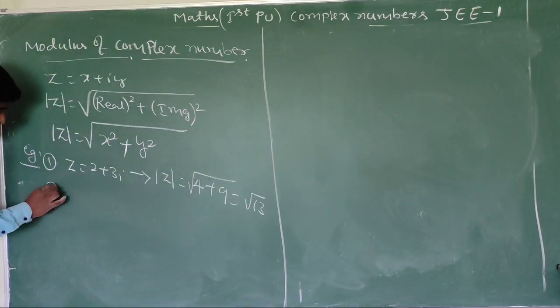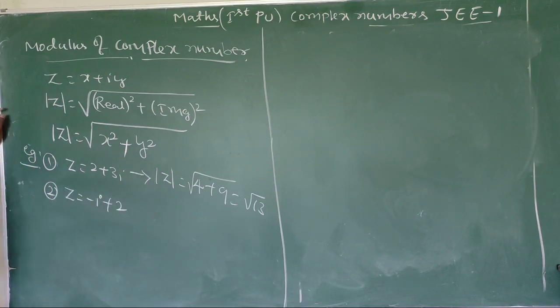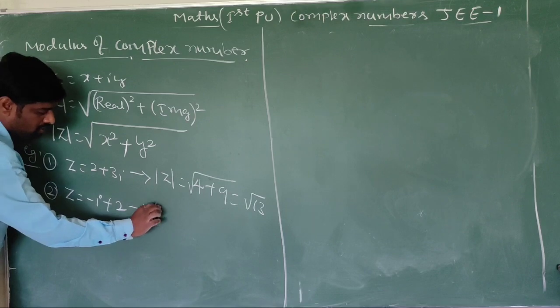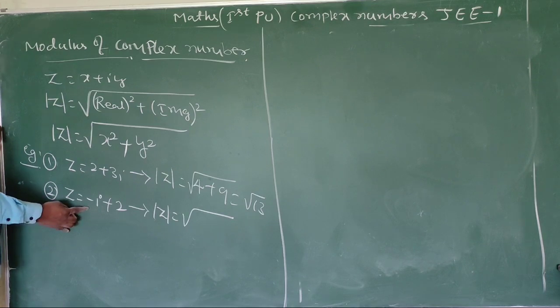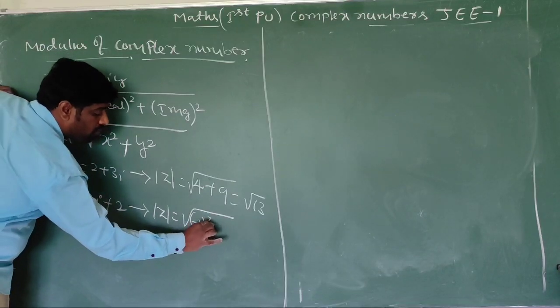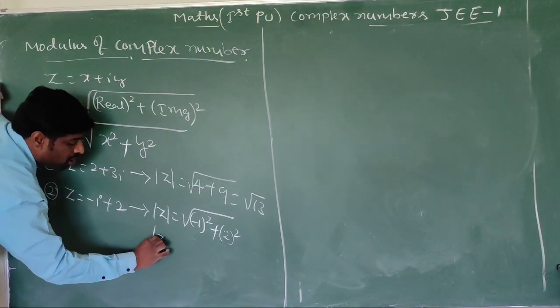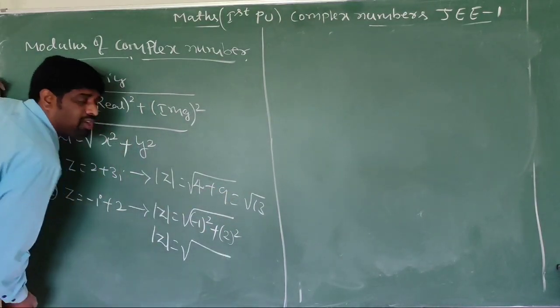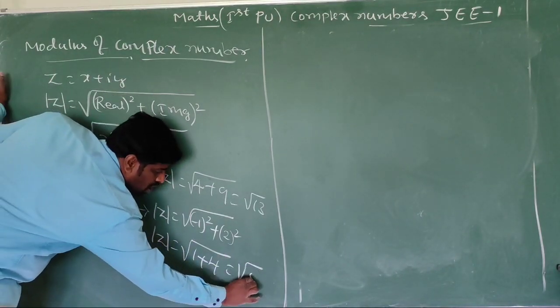Suppose I take another example. Z is equal to minus i plus 2. How will we take the modulus? Very simple. Modulus of Z equals square root of, what is the imaginary part here? Minus 1. Don't take minus i. The i coefficient is minus 1, and that is the imaginary part of this Z. Now minus 1 whole squared plus 2 whole squared. That is, modulus of Z equals square root of 1 plus 4, which is square root of 5.